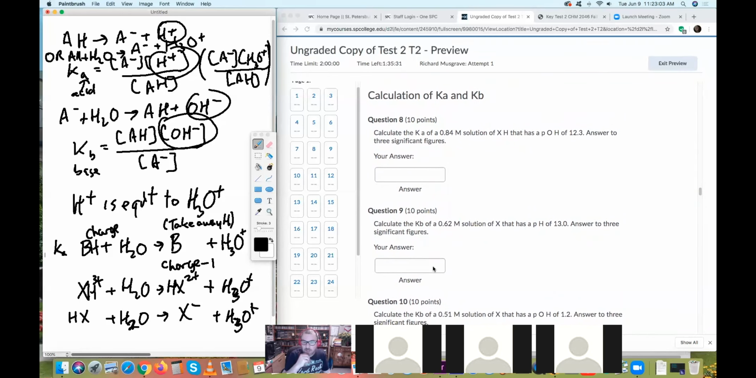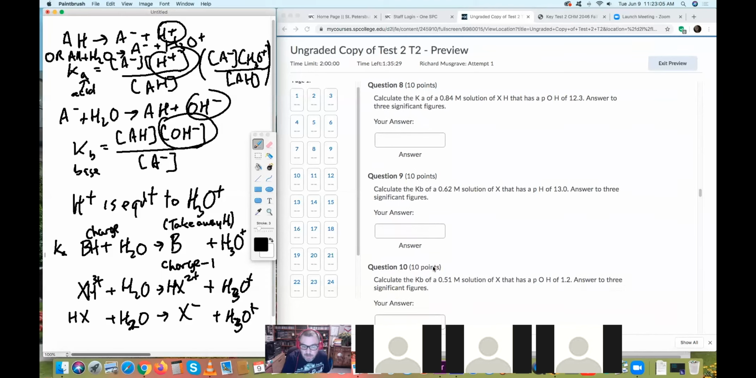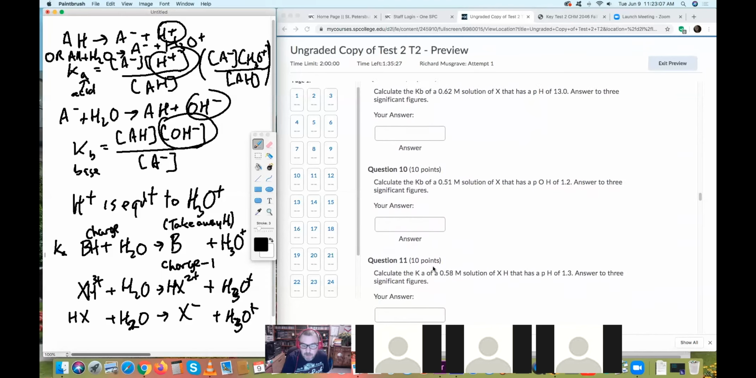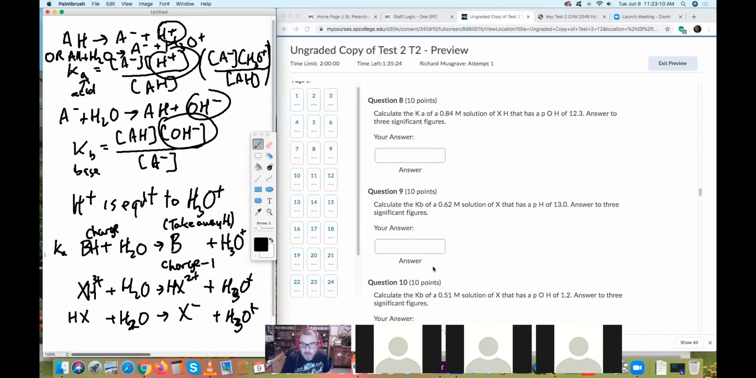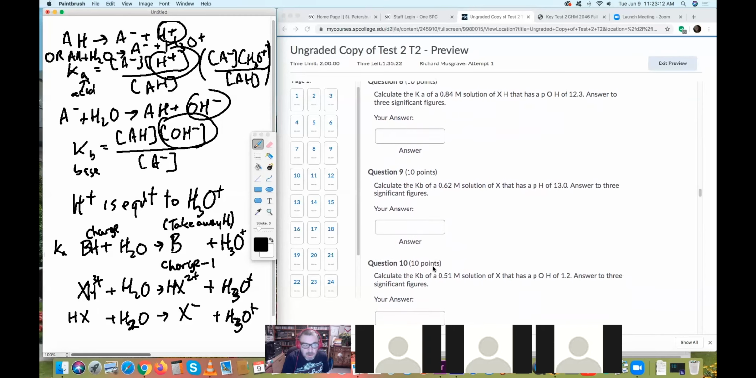All right, let's take a look at questions 8 through 11. We're calculating the actual Ka and Kb, and we're using a similar process to what we talked about back in test 1 when we were doing equilibrium constant calculations. We did it for question 4 of test 1, if you remember.